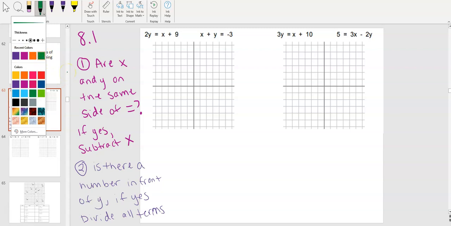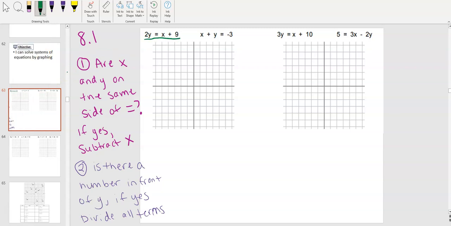Okay, so I'm going to take this equation right here: 2y equals x plus 9. And we are going to go ahead and convert this to slope-intercept form. Reminder, slope-intercept form is y equals mx plus b. Okay, so we're going to ask our first question. Are x and y on the same side of the equal sign? No, they're not. They are separated, so I don't have to do anything. I can go to number 2.